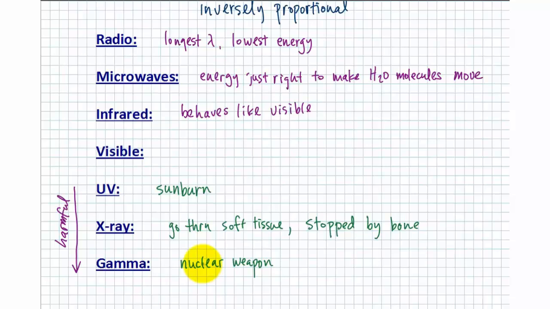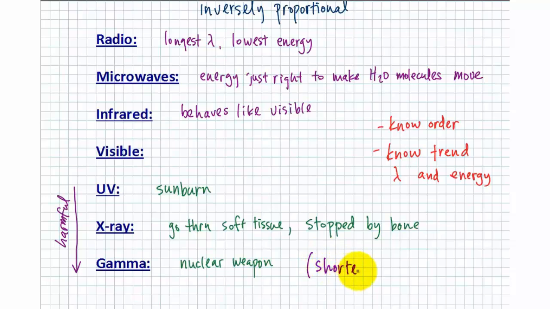So what I would like you to know is the order of these. Okay, so know what order they go in, but also know the trend of wavelength and energy. Okay, I'm going to add down here at the bottom, of course, that gamma radiation has the shortest wavelength and the highest energy.